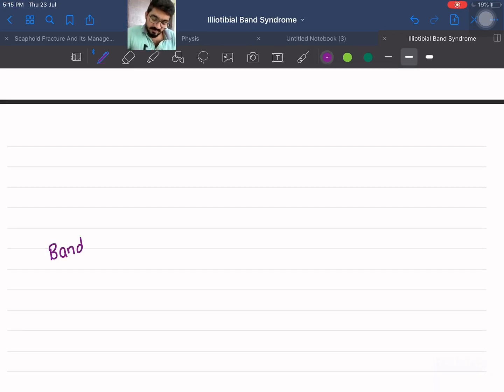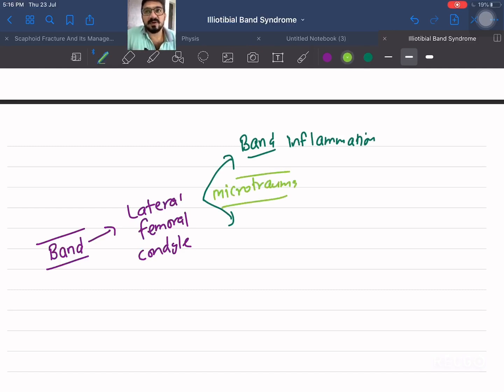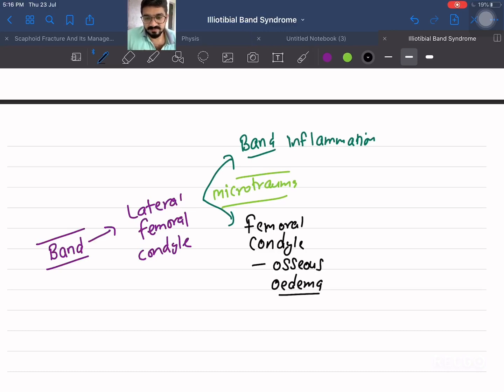Now, because of these to and fro movements of the band over the lateral femoral condyle, there occurs microtrauma to the band as well as to the femoral condyle. Because of that, there occurs inflammation in the band as well as the femoral condyle, and in the femoral condyle there occurs osseous edema as well. And if it progresses, it will ultimately end up in synovitis.